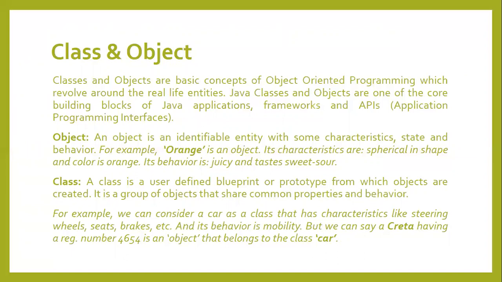Class. A class is a user defined blueprint or prototype from which objects are created. It is a group of objects that share common properties and behavior. For example, we can consider a car as a class that has characteristics like steering wheel, seats, brakes, etc., and its behavior is mobility. But we can say a Creta having a registration number 4654 is an object that belongs to the class car.